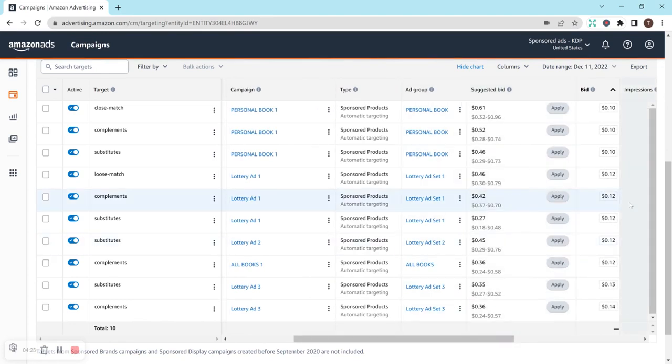But looking at lottery ad 1, oh, I'm just kidding. Lottery ad 2 is right here. So that one still has some that isn't going through. But let's look at the rest of them. So lottery ad 1, all these suggested bids are over 30 cents, except for this one, it's almost 30 cents. But this one's 46 cents. Like, these are all pretty high.